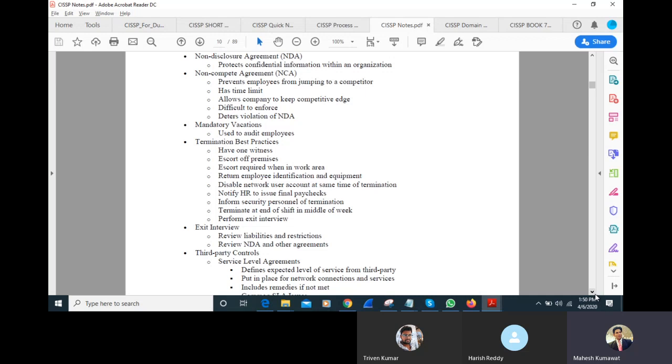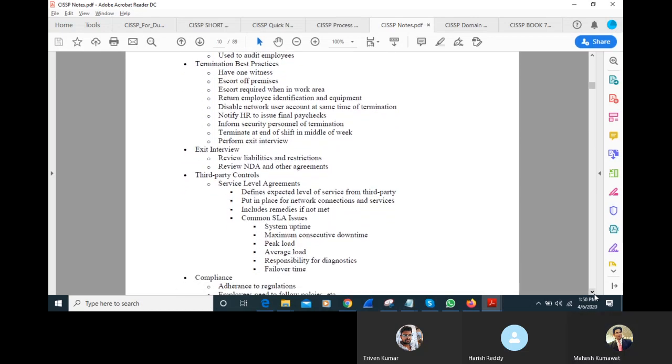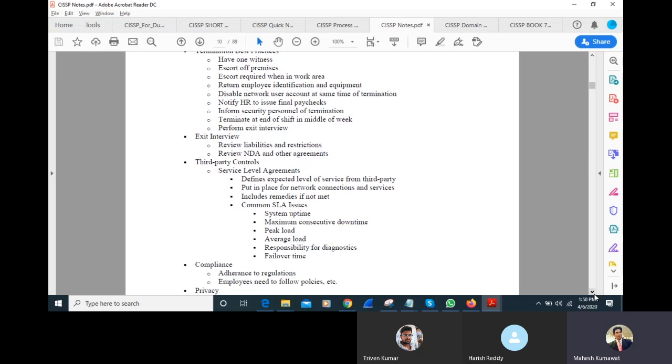Notify HR to issue final paychecks. Inform security personnel of the termination. Terminate at the end of a shift in the middle of the week. Perform an exit interview. The exit interview is basically to review liability restrictions and review the NDA and other agreements.